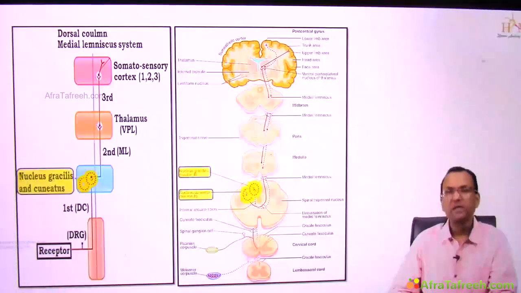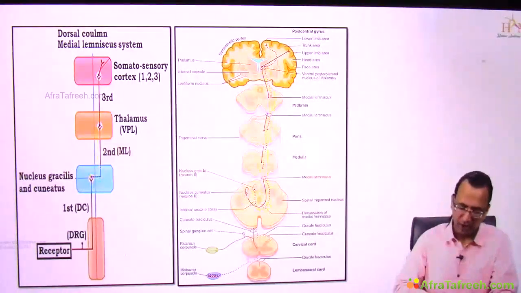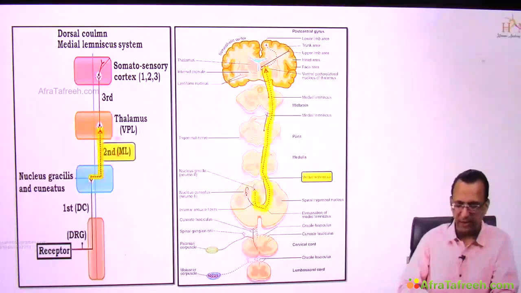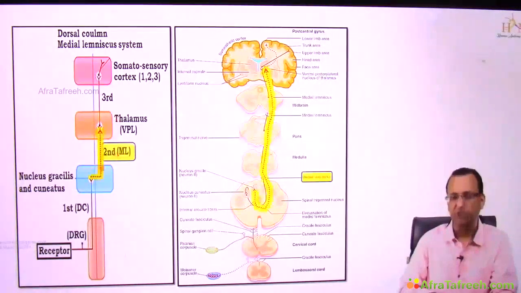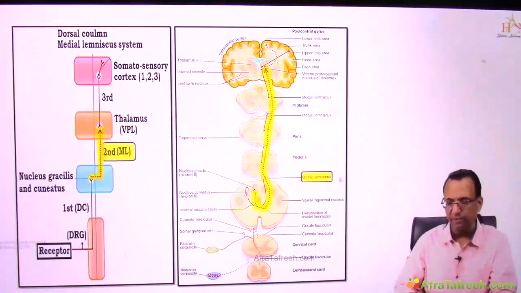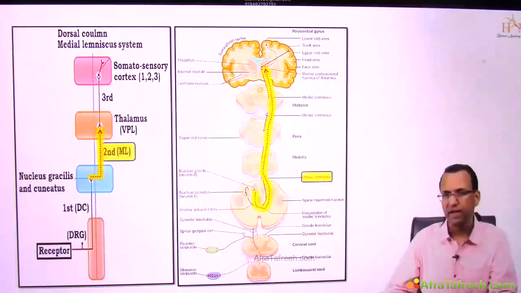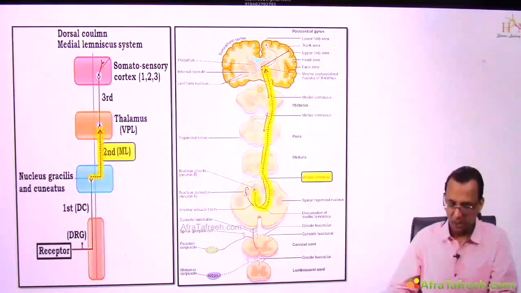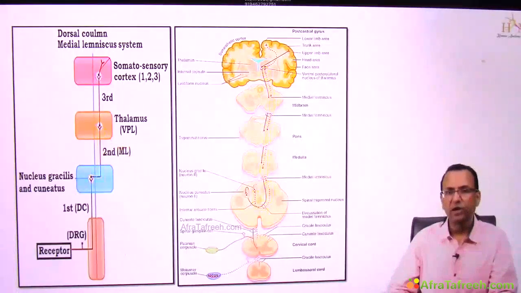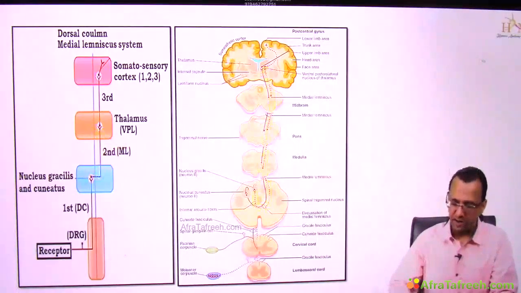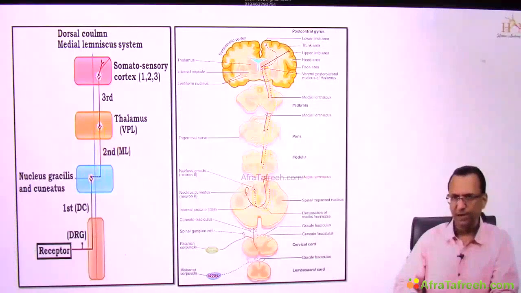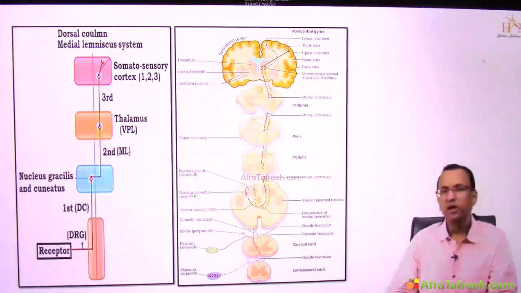Okay. Now what are these nuclei doing? They give the second order neuron, which will cross the midline and start running as the medial lemniscus. What is a lemniscus? A bundle of axons running near the midline, so medial. So lemniscus is a bundle of axons, and it is called medial because it runs near the midline. Then the second order neuron running contralaterally, where is it going to synapse?